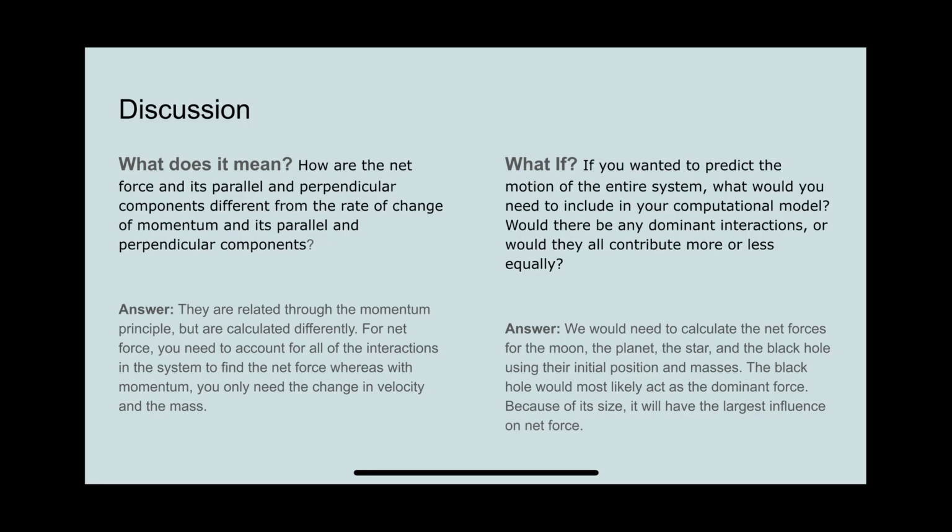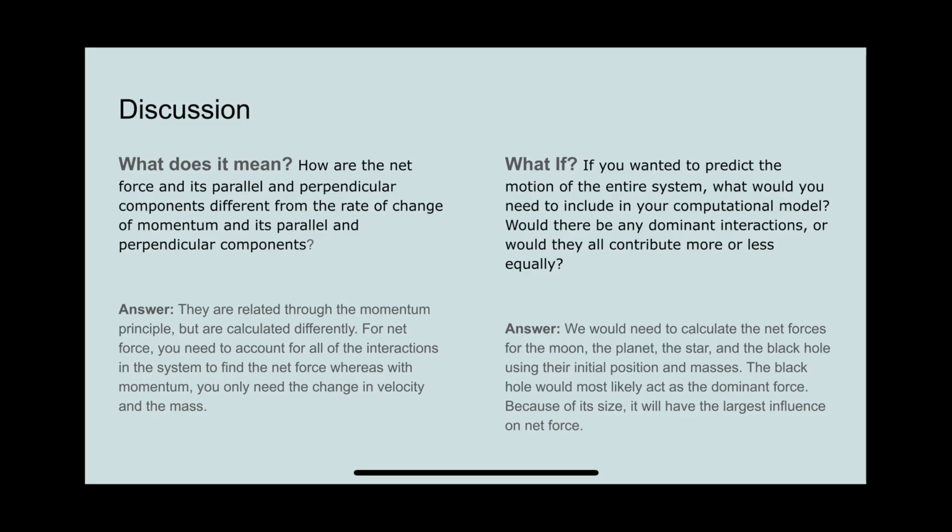The what does it mean question. How are the net force and its parallel and perpendicular components different from the rate of change of momentum and its parallel and perpendicular components? The answer would be they are related through the momentum principle but are calculated differently. For net force, you need to account for all the interactions in the system to find the net force, whereas with momentum, you only need the change of velocity and the mass.